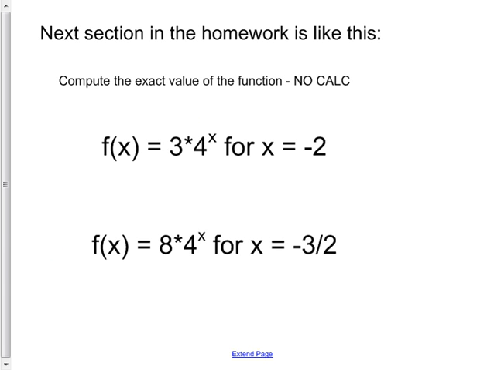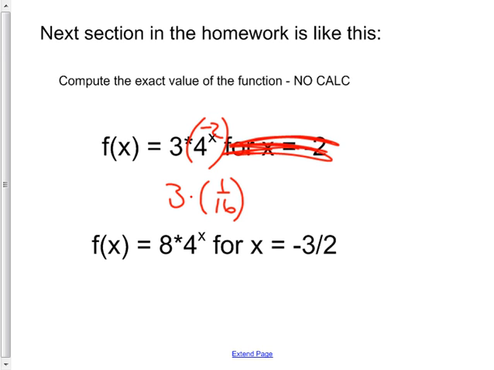All right, the next section on the homework looks kind of like this. Compute the exact value of the function. All right, so x is -2, so I'm going to put -2 right there. And you'll know to take the 4 to the -2. Before you walked in today, you would not have known what to do. But I hope you know now. You take the 4 and you square it, and then what's that negative mean? You flip it. So it turns from 4 squared, which is 16, into 1/16. So this would be 3 times 1/16.